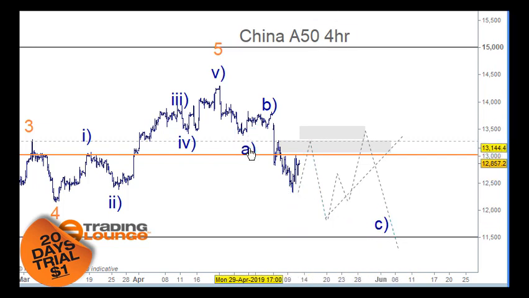We could also have it like this here as well, the A wave here, the B wave up into the 61.8% up here. So an A wave, a B wave, and a C wave. Because that was in 3 waves, that makes this a flat correction. So it would be more flat, traveling across here.